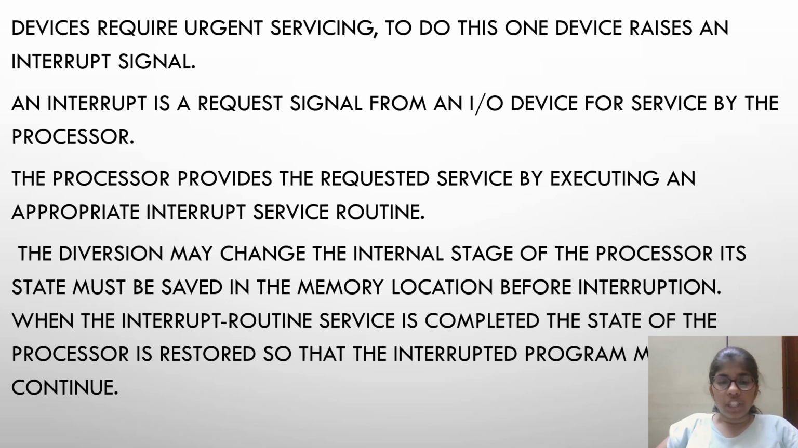The diversion may change the internal state of the processor. Its state must be saved in the memory location before the interruption. When the interrupt service routine is completed, the state of the processor is restored so that the interrupted program may continue.